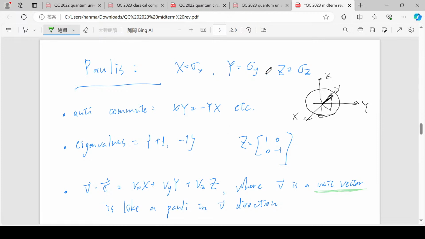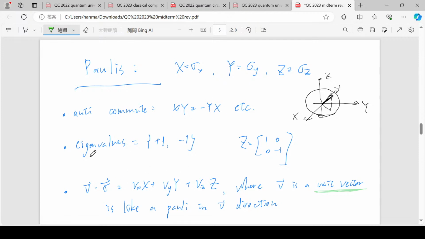As we said, the Paulis are those X, Y, Z, also written as sigma x, sigma y, sigma z. And we have seen that they have a strong relation to the Bloch sphere. But anyway, let's talk about their algebra. First, they have this interesting property that they anti-commute. Every two different ones anti-commute, which means XY equals minus YX. So you switch the order of multiplying two of them and it becomes a negative sign.